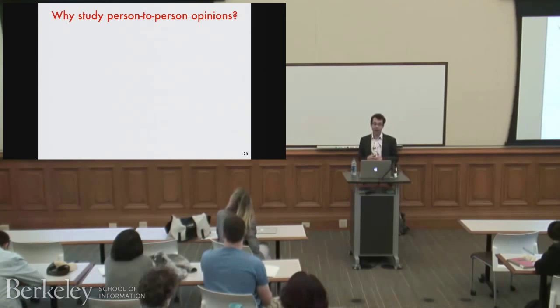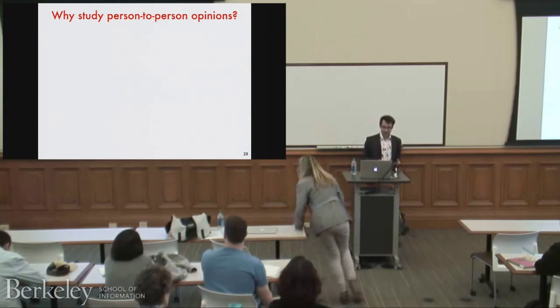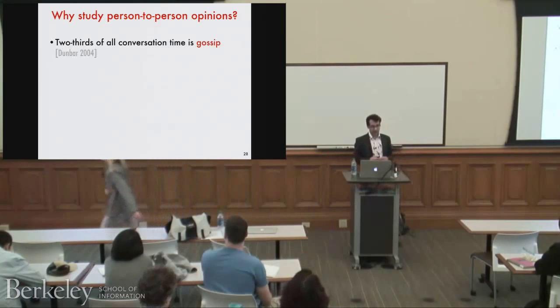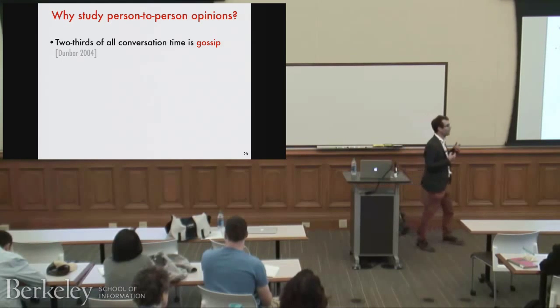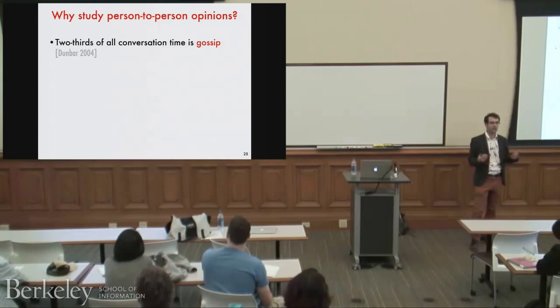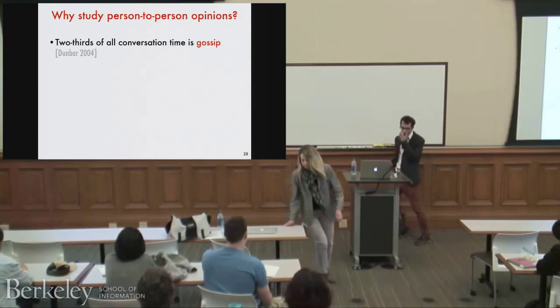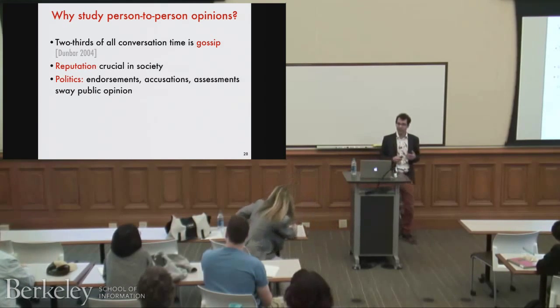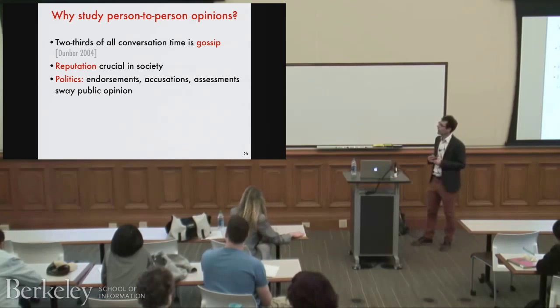So first of all, though, why should we study person-to-person opinions as scientists? Well, the first thing is that they're actually quite prevalent. By some accounts, 2/3 of all the words that come out of our mouths are gossip, broadly construed. That is, talk about our social network, about other people. The reason probably being that reputations play a really crucial role in society.